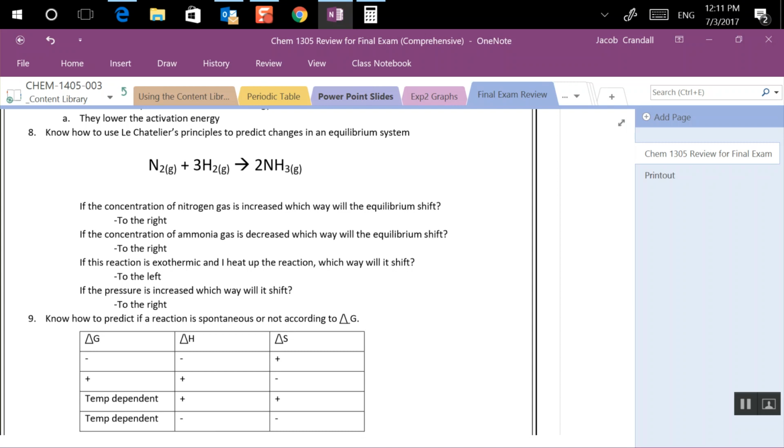So if the signs are opposite, then look at delta H and it will tell you what delta G is. If the signs are the same, then it is temperature dependent. Always temperature dependent. Okay? So that's it. That's all there is to predicting that. If the signs are opposite, delta H will tell you what delta G is. If the signs are the same, then it is temperature dependent.